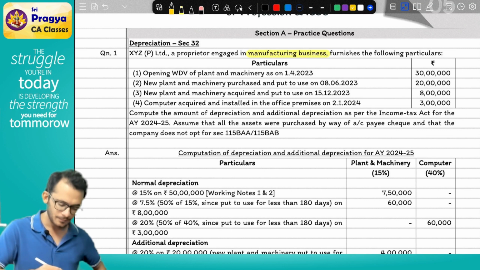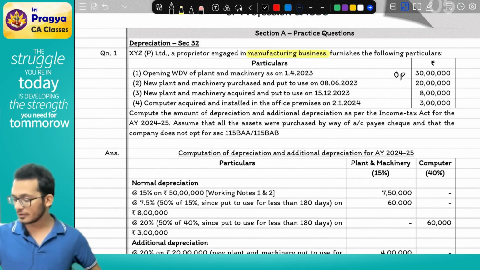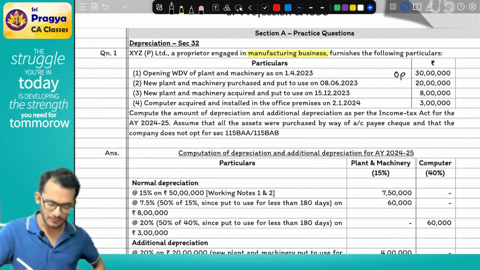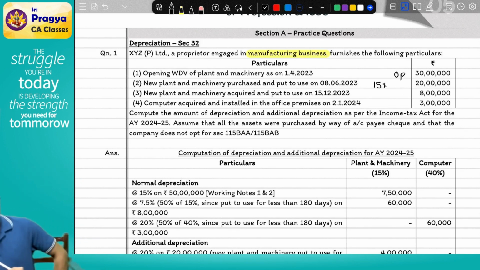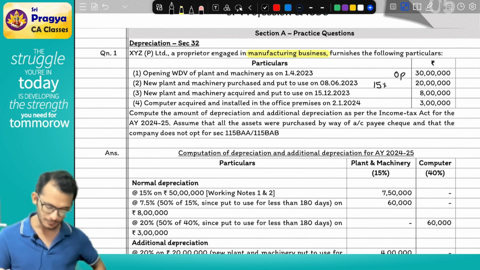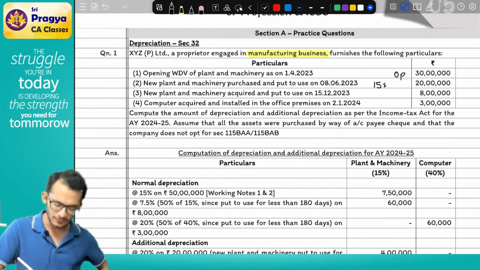You are opening capital. New plant and machinery which is purchased and put to use on 8th June 2023. More than 180, less than 180. More than 180, 100%, 50%. You will get 100% of 15%, so therefore 15%. Yes, yes. Then they're saying new plant and machinery is acquired and put to use on 15th December 2023, 8 lakhs. 15th December, 50%, 100% up. 50%. Therefore, this will become 7.5%.